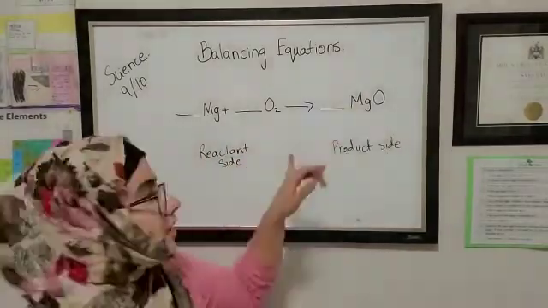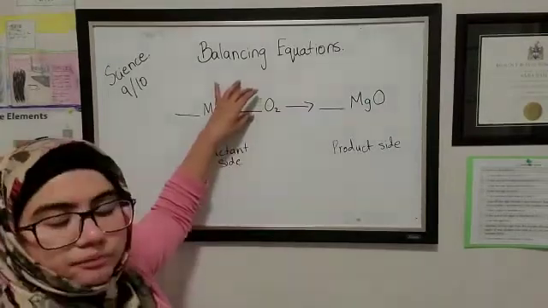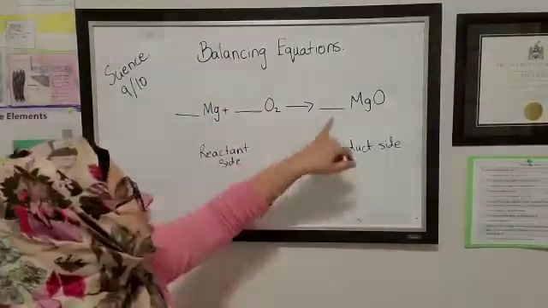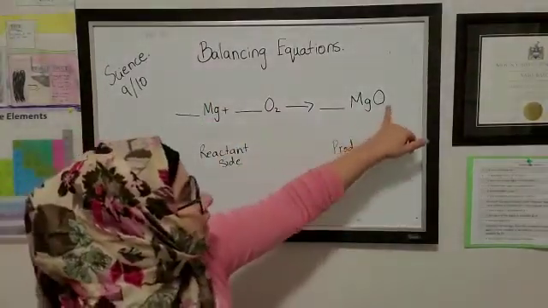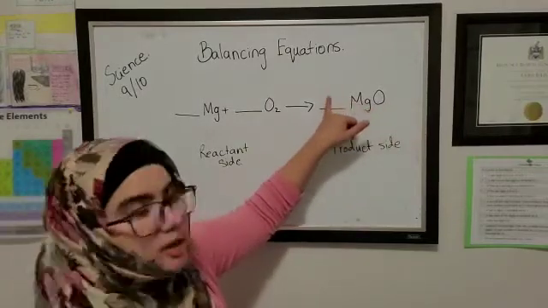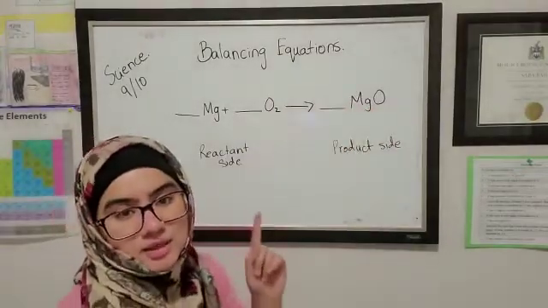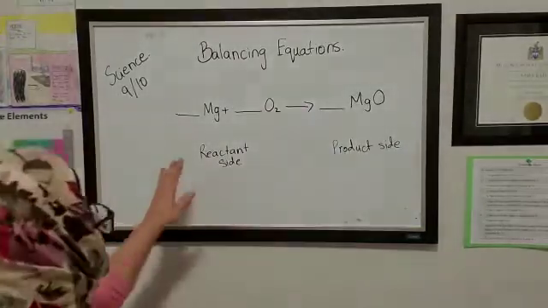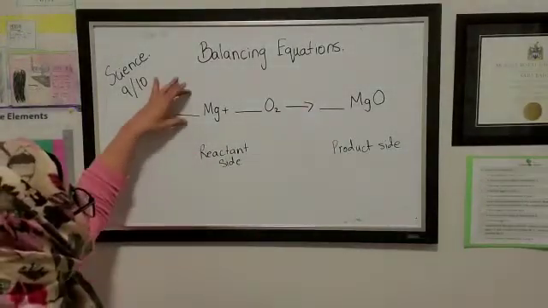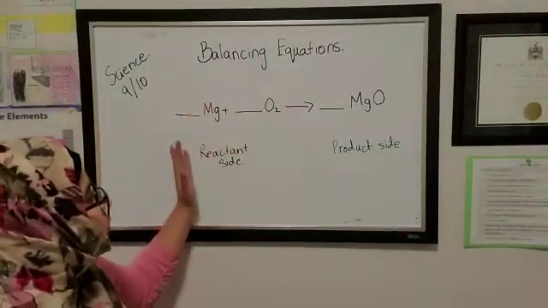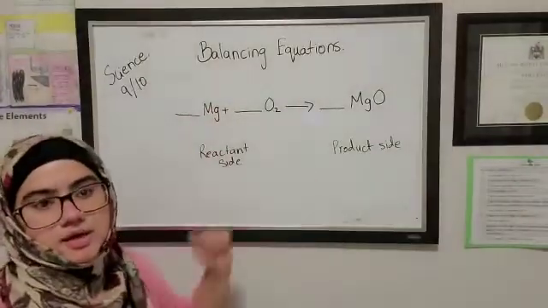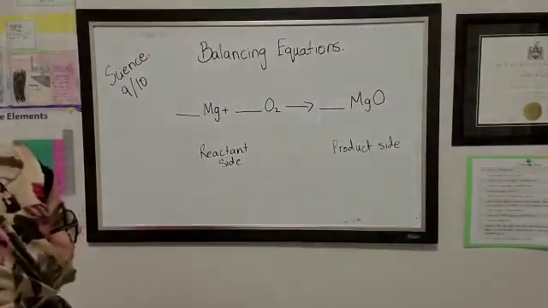So do remember that we can only add our coefficient over here. We cannot add the atoms over here at the bottom. So we can only add coefficients, okay, when we are balancing the equation. So please do remember that. So now how are we going to balance? What coefficient are we going to add on both the reactant side and the product side so our equation is balanced?